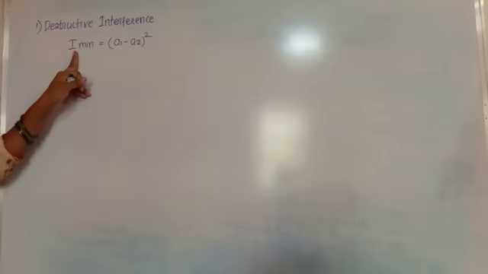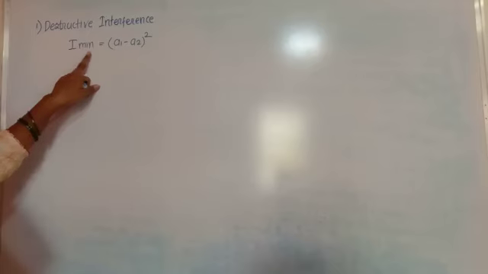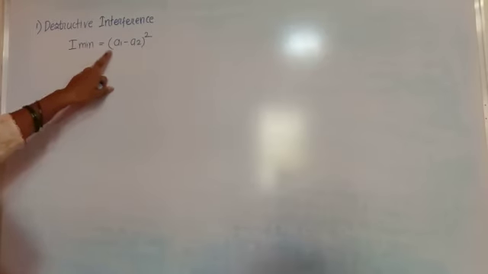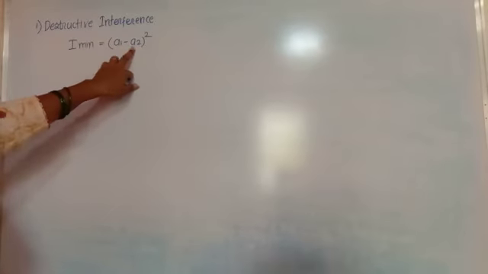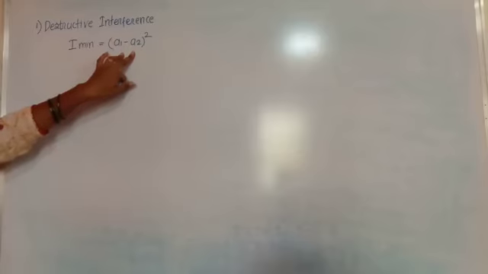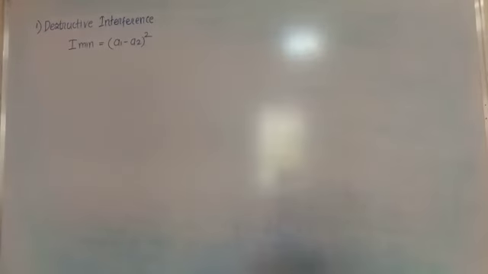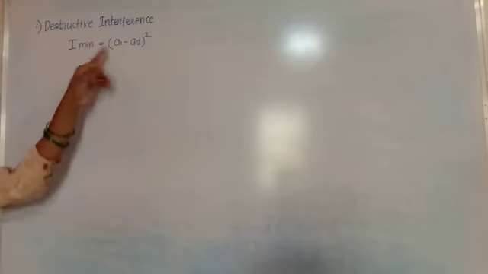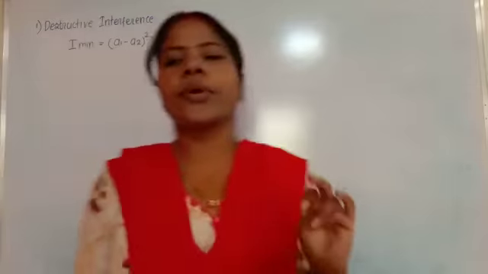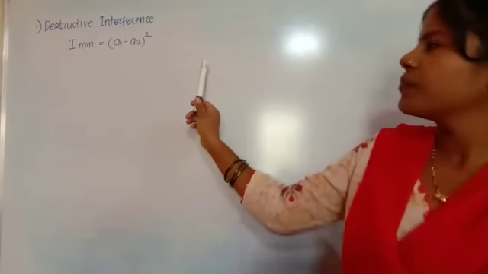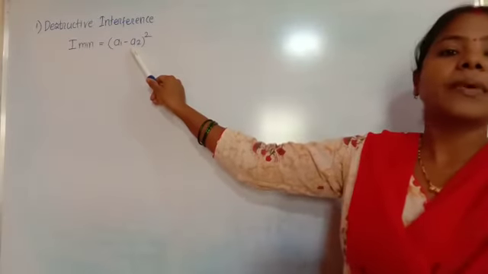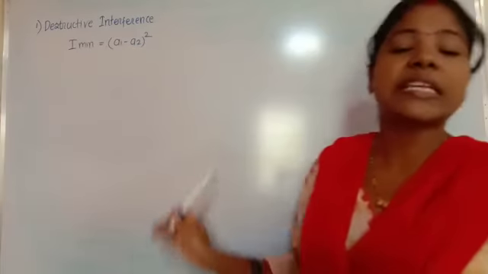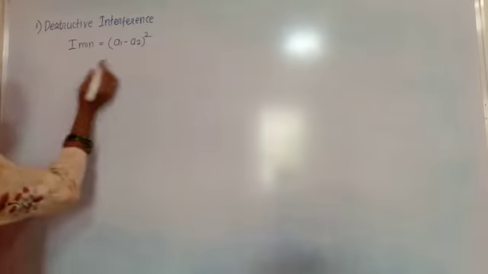So this is a minimum intensity which we already calculated in the last class. The minimum intensity is equal to (A1 minus A2) squared, the difference between the two amplitudes of the two light waves, squared. So if the two interfering light waves arrive at a point in opposite phase, then the resultant intensity at that point is minimum, and the point appears dark. So this is known as the destructive interference.